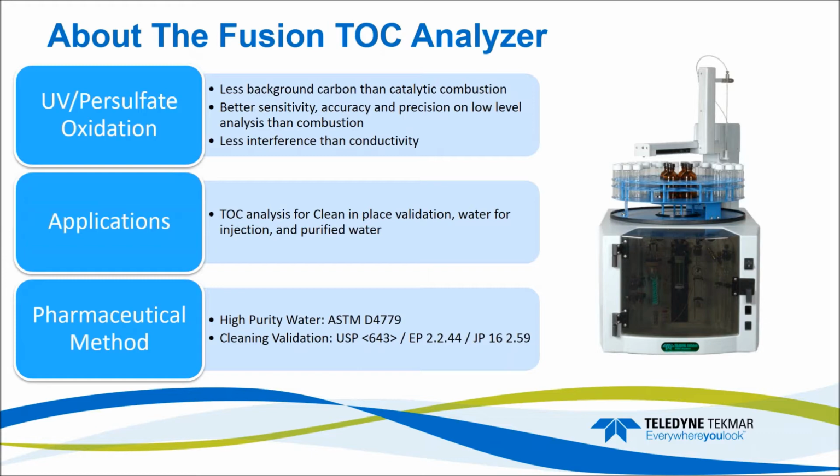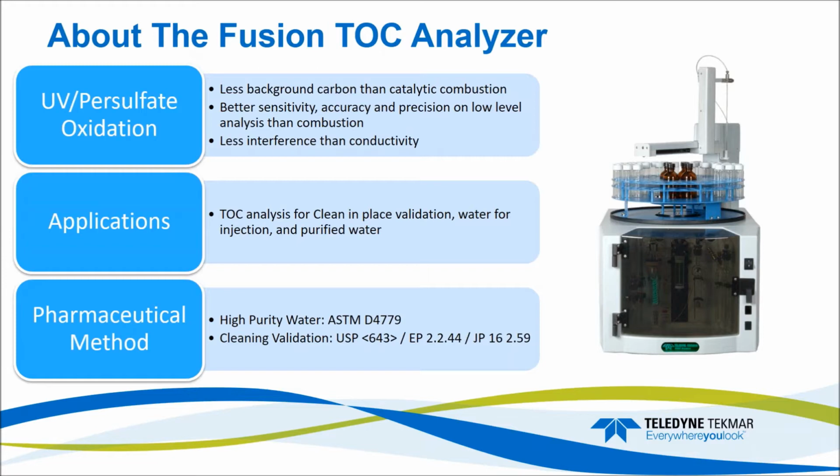That is because with the UV persulfate oxidation reaction, you don't get as much background carbon as catalytic combustion gives you. So it's really difficult to do really low-end parts per billion analysis on catalytic combustion, but it's much easier to do with UV persulfate for that reason.